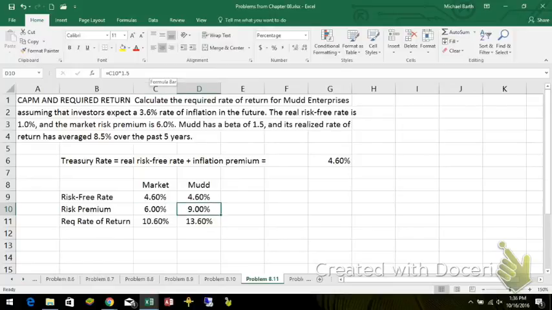If I'm calculating required rates of return, it is not based on what it averaged over the past. It's based on what I think is going to happen in the future, what I think and all the other investors think. So that'd be a 13.6% expected required rate of return going forward.